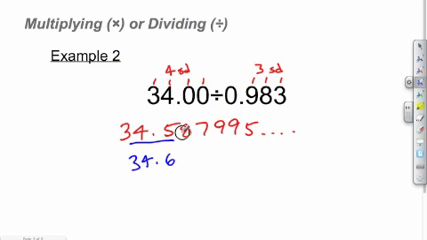And now I'm going to drop everything else. Now I'm not going to replace these with zeros because these digits that I trimmed off come after the decimal point. So my answer rounded to the correct number of significant digits is 34.6.